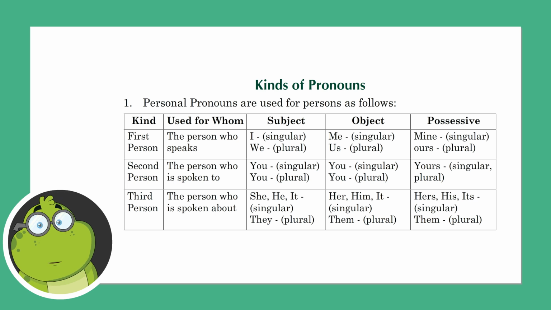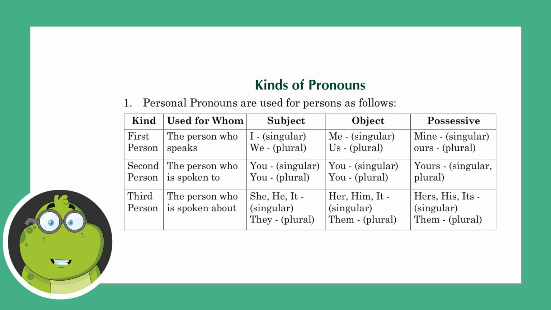Kinds of pronouns. Personal pronouns are used for persons as follows. Kind, used for whom, subject, object, possessive. First person, the person who speaks: I, singular; we, plural; me, singular; us, plural; mine, singular; ours, plural. Second person, the person who is spoken to: you, singular; you, plural; your, singular, plural.